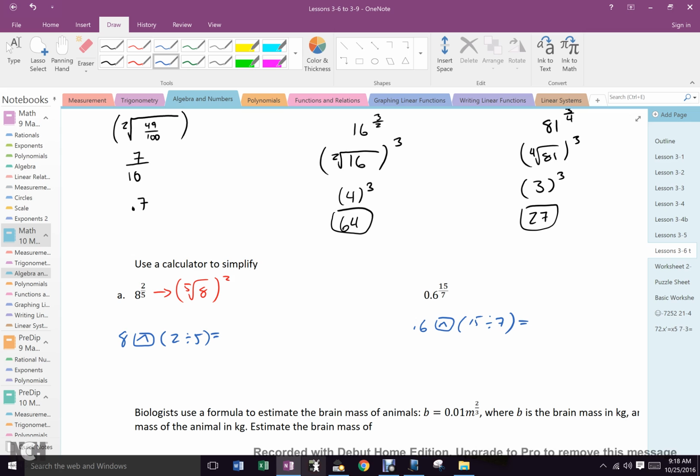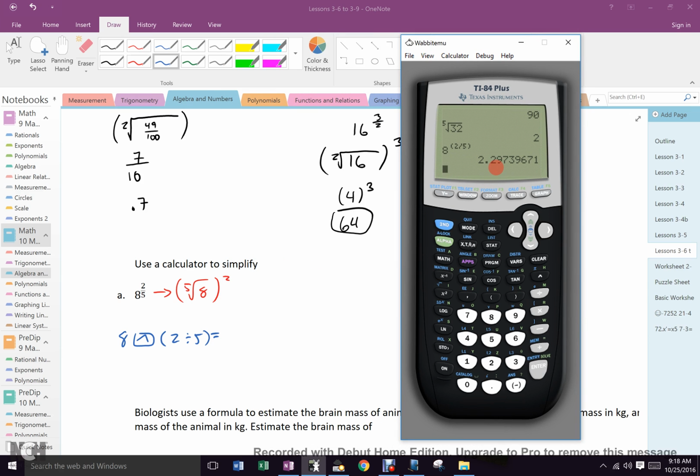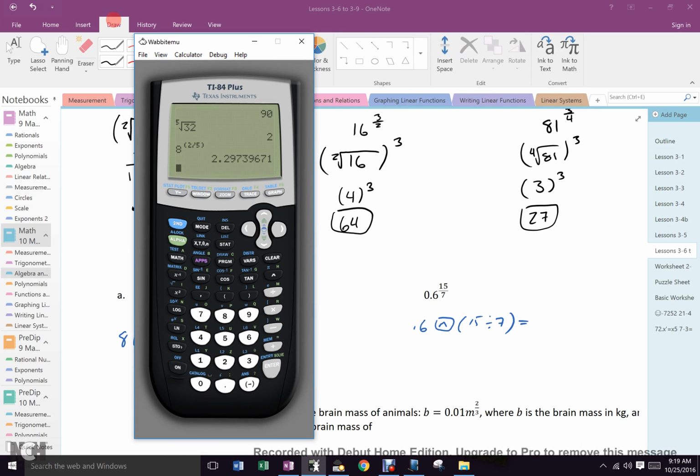I'll get out my calculator. That, as usual, has been thieved from me. Shocking. That one's got no batteries. What a pain. So 8 exponent bracket 2 divided by 5, close brackets. 2.29, 2.3. And what's this guy? Anybody want to offer it to me before I punch it in? 0.3. 0.33.